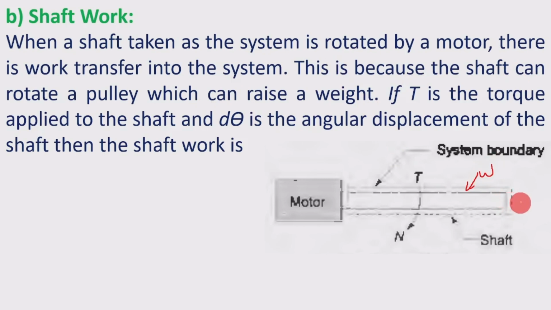The shaft can rotate a pulley, which can raise a weight. If you connect this shaft to a pulley, then the pulley can raise a weight, and that's why there is work done by the shaft.